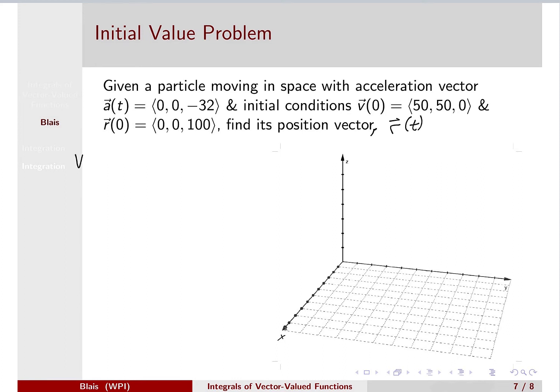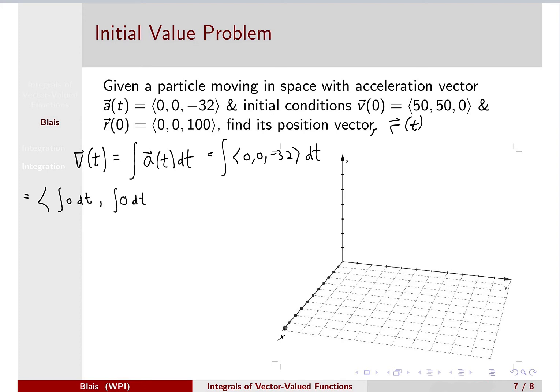So first, we know that v of t is our antiderivative of acceleration. In this case, this is the antiderivative of 0, 0, minus 32. And we can rewrite that as the integral of 0 dt, the integral of 0 dt, the integral of minus 32 dt, which we know is 0 plus c1, 0 plus c2, minus 32t plus c3.